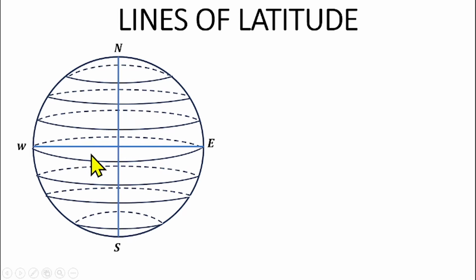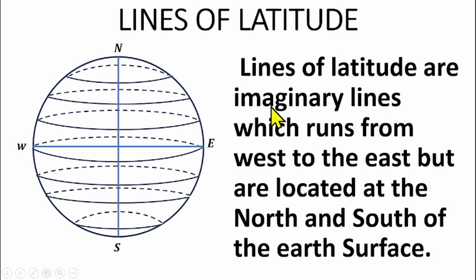But there's something I want you to know in their definition. You can identify them by now, but in defining them, a line of latitude is an imaginary line on the Earth's surface that runs from the west to the east, but is located at the north and the south of the Earth's surface. So lines of latitude are imaginary lines which run from the west to the east, but are located at the north and the south of the Earth's surface. This is the definition of a line of latitude.